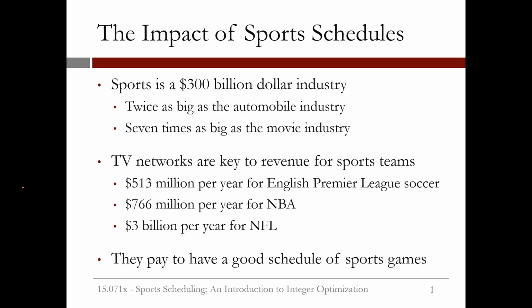The key revenue for sports teams comes from TV networks. TV networks paid $513 million per year for English Premier League soccer, $766 million per year for the National Basketball Association, or NBA, and $3 billion per year for the National Football League, or NFL. These TV networks are paying such large amounts to ensure that they will have a good schedule of sports games to convince fans to tune in and watch the games on their network.